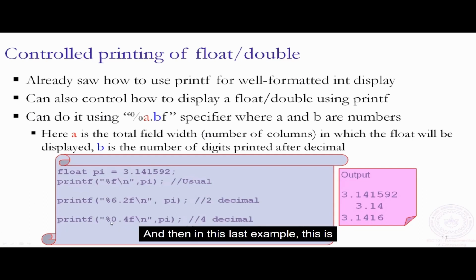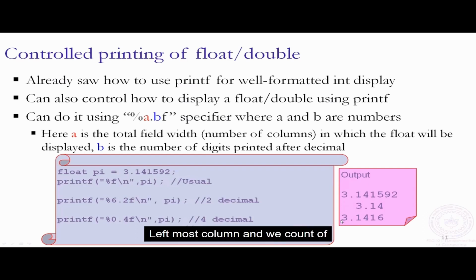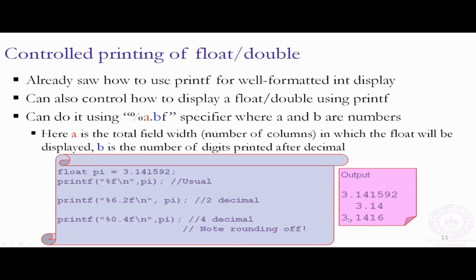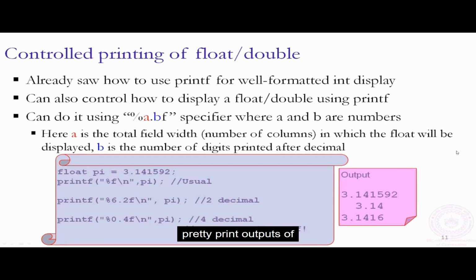And then in this last example, this is where you just do %4.4f. And so we start from the first leftmost column and we count off 4 columns, and we see that the output overflows out on the right, but we only round it to 4 decimal places. So in this way, you can print outputs of decimal numbers and have them look good.